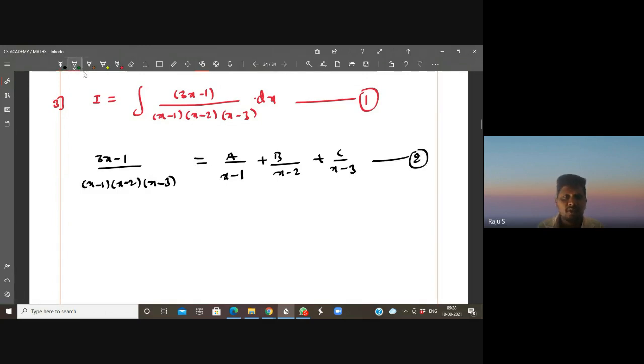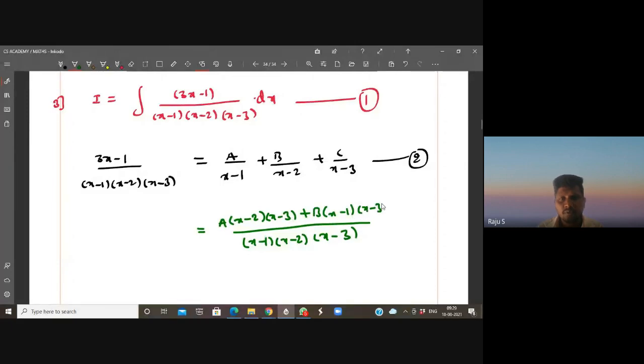See, after this step, same common procedure, take LCM. What is LCM here? (x minus 1)(x minus 2)(x minus 3). Now here, a into (x minus 2)(x minus 3) plus b times (x minus 1)(x minus 3) plus c times (x minus 1)(x minus 2).